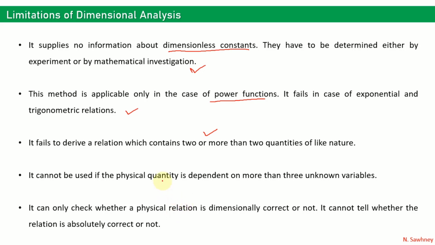It cannot be used if the physical quantity is dependent on more than three variables. And it can only check whether a physical relation is dimensionally correct or not, but it cannot tell whether the relation is absolutely correct or not.